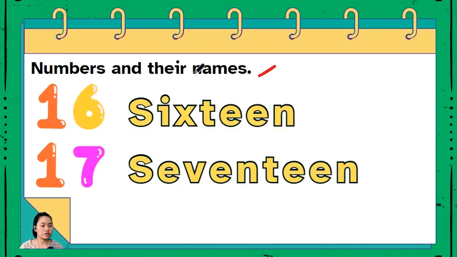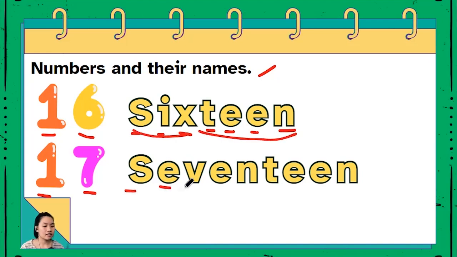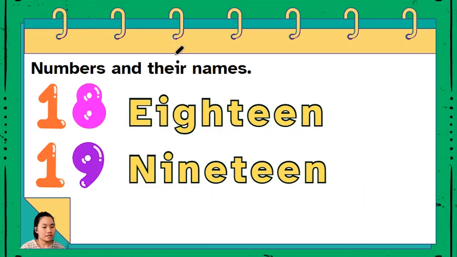Now let's dive deep into numbers and their names, starting with 16 and 17. 16 is 1 and 6. 17 is 1 and 7. 16 is spelled out like this: S, I, X, T, E, E, N. 16, okay? S, E, V, E, N, T, E, E, N. 17.